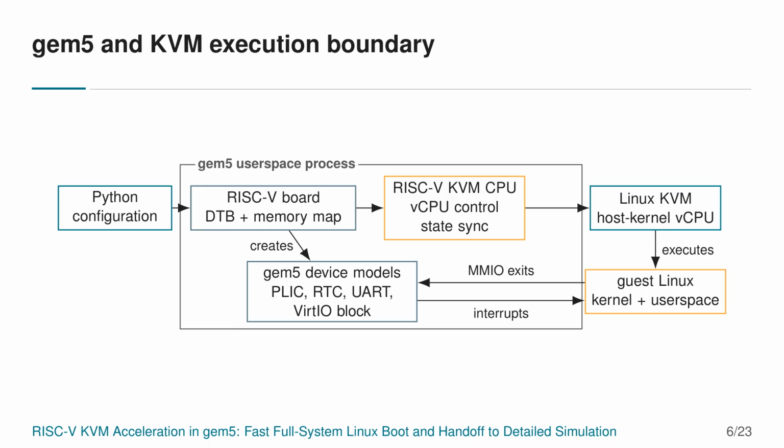Guest instructions execute there. The platform is still gem5's responsibility. PLIC, UART, RTC, VirtIO block, M5 ops and simulation control remain in gem5. Guest MMIO exits come back to gem5 and gem5 injects device interrupts back into the guest. So KVM accelerates execution, but gem5 remains the platform model.